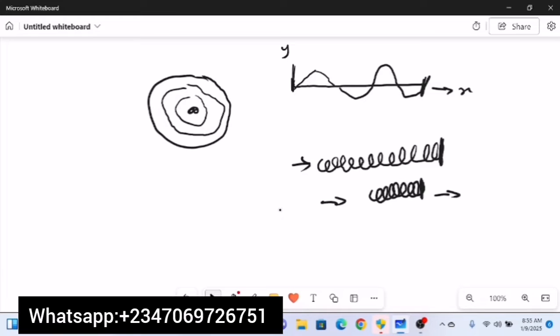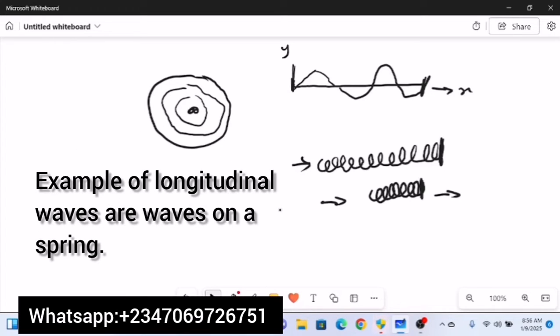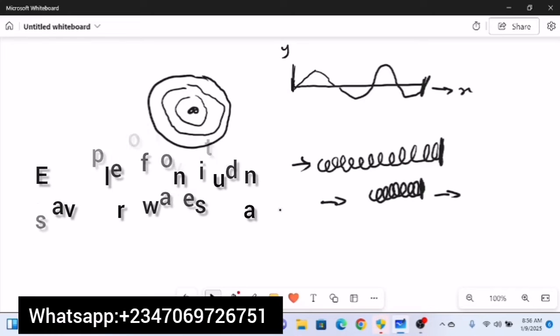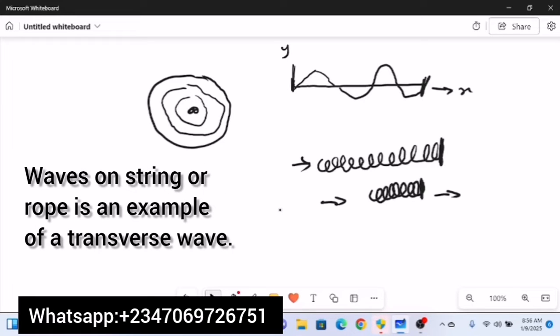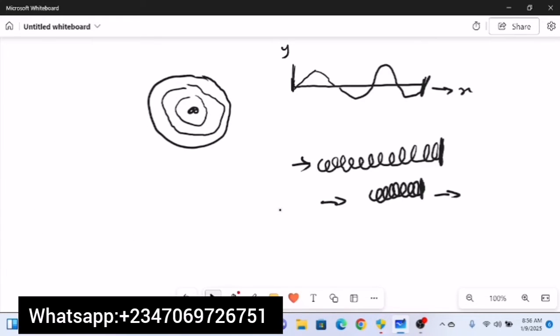The propagation, or what is propagating the wave, is purely horizontal, and the direction of the wave is also horizontal. Which means these two are parallel to one another. So a good example of a longitudinal wave is simply a wave on a spring, whereas a wave on a rope or string is a good example of a transverse wave.